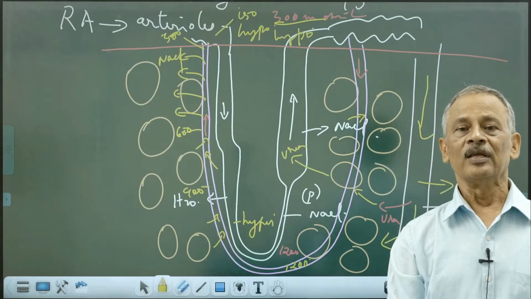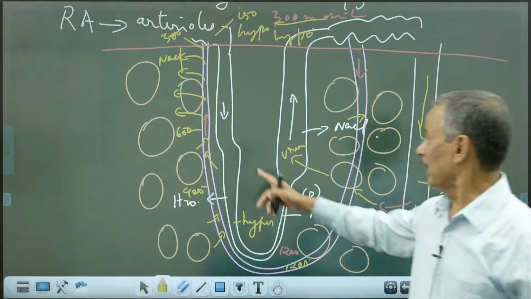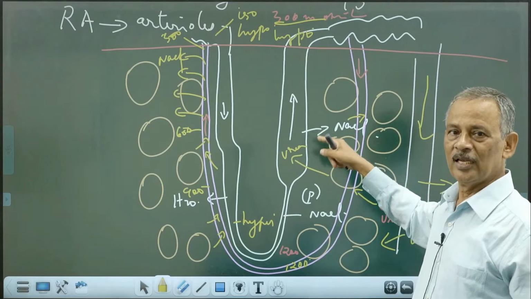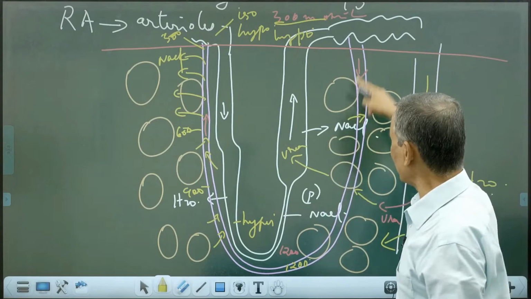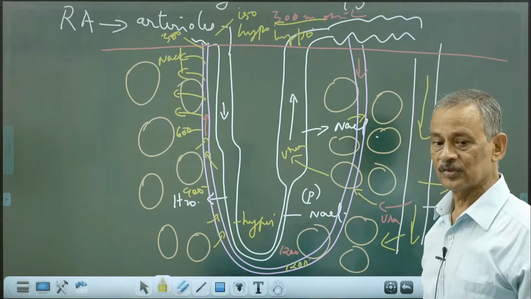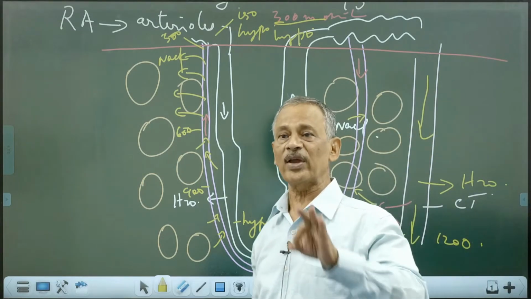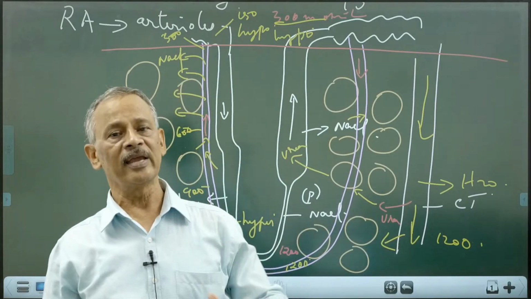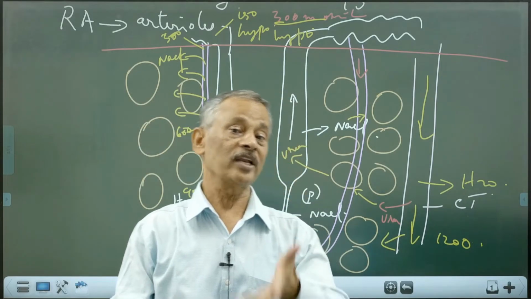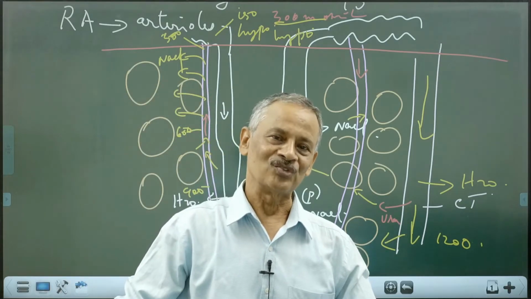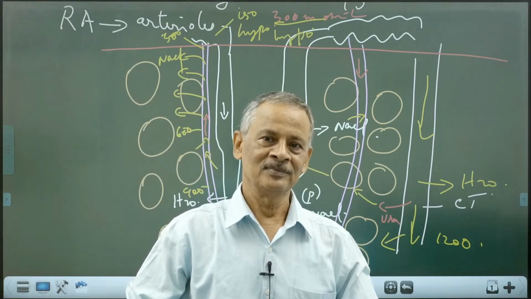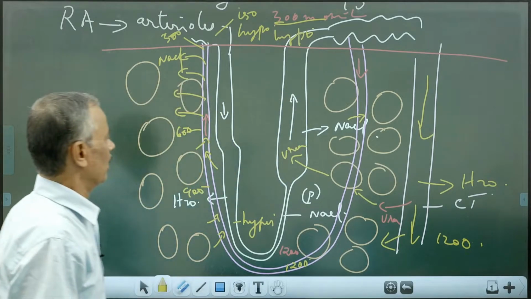That is with the help of the Henle's loop. Henle's loop has a big role in maintaining high osmolarity gradients, and it is because of the maintenance of high osmolarity gradients that most of the water is absorbed and urine is made concentrated. That is the role of Henle's loop.